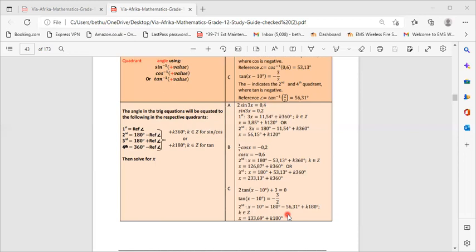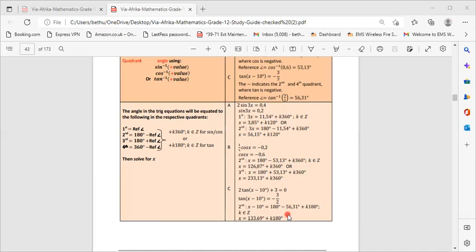Okay, I trust that you have given it a try. So with this one, we know that we will say x minus 10 is equal to 180 degrees minus our reference angle plus k times 180 degrees. Now, why are we using k times 180 degrees? It is because we're working with tan. Tan completes its full cycle every 180 degrees. That's why we're multiplying k by 180 degrees.